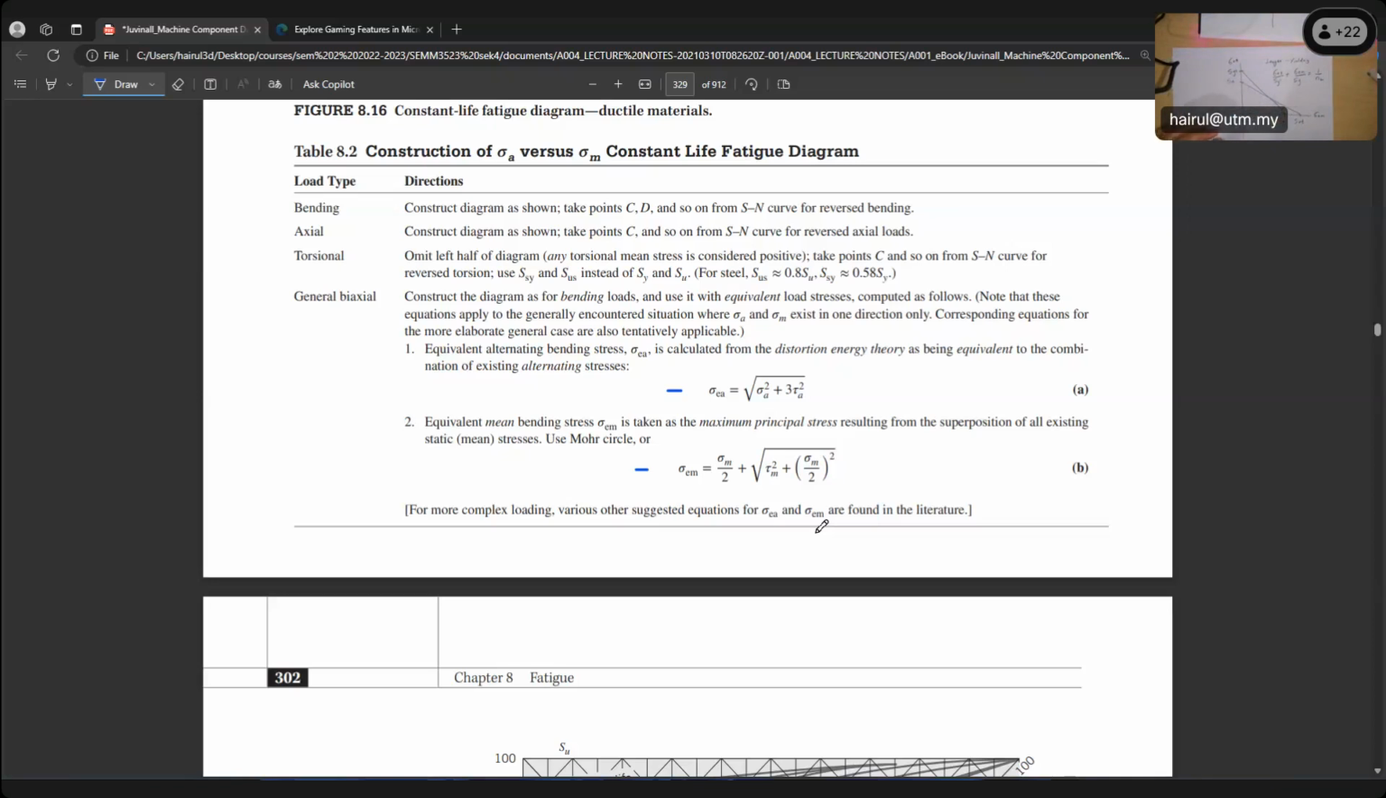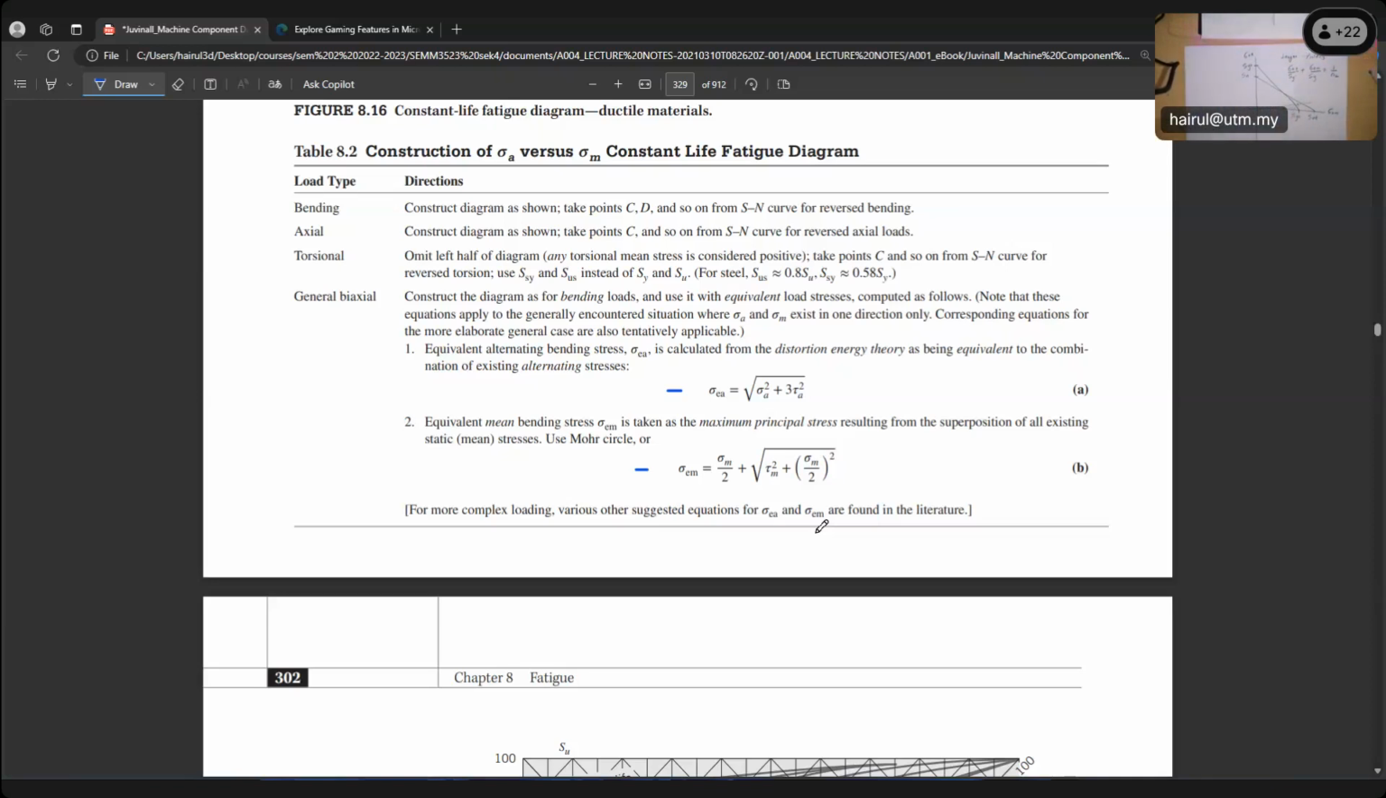Sometimes, based on Goodman, this is the equation. Goodman theory: this is n_G, Goodman theory, sigma A over N to the limits and SUT. It's safe, kind of like 1 point something is safe, but based on Langer, it is less than 1. It's happened to lead because your error is somewhere here. Be careful, you need to check.